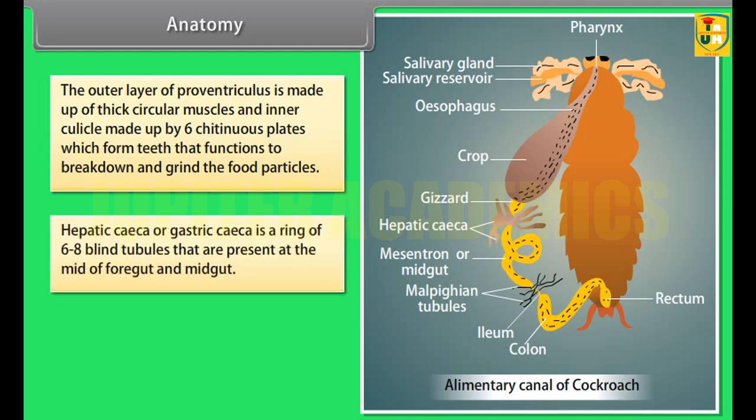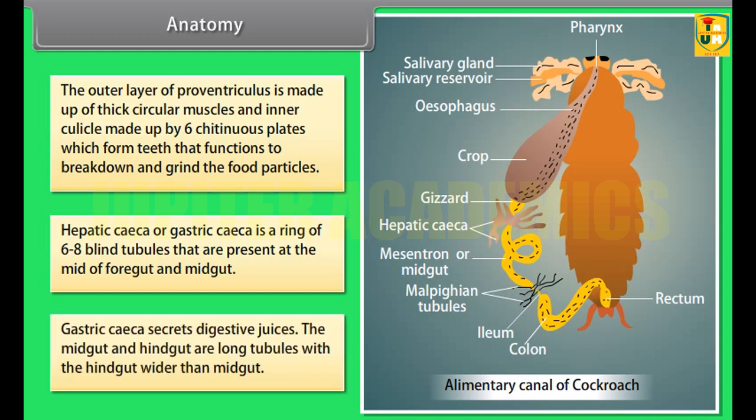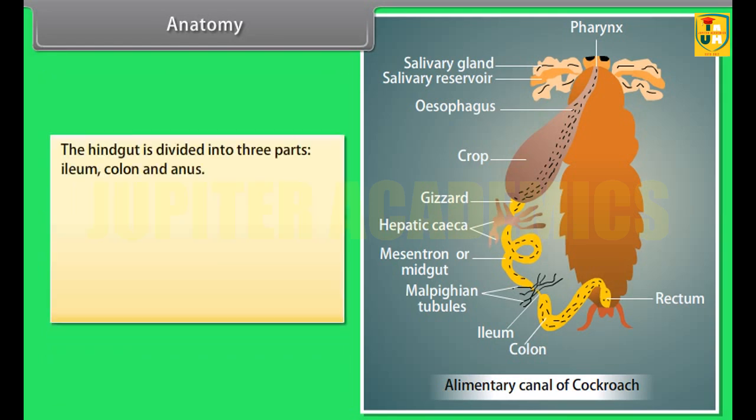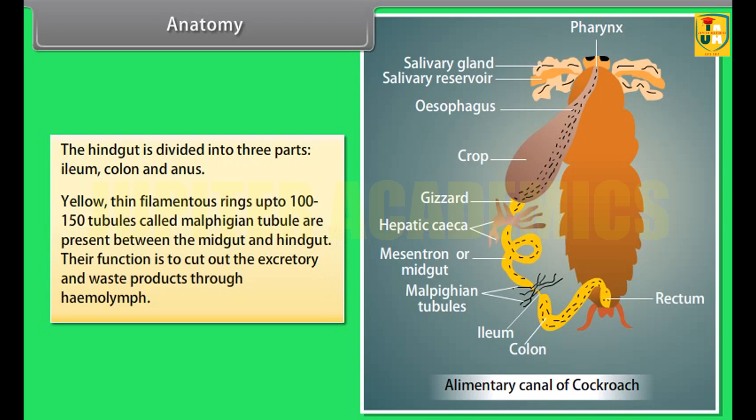Hepatic caecae or gastric caecae is a ring of 6 to 8 blind tubules that are present at the junction of foregut and midgut. Gastric caecae secrete digestive juices. The midgut and hindgut are long tubules with the hindgut wider than the midgut. The hindgut is divided into 3 parts: ileum, colon, and anus. Yellow, thin filamentous rings of 100 to 150 tubules called Malpighian tubules are present between the midgut and hindgut. Their function is to remove the excretory and waste products through hemolymph.